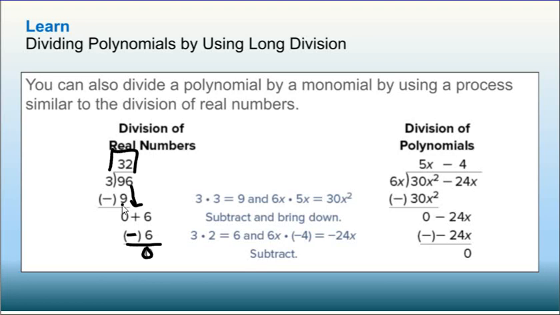You're going to do the same thing here. You just want to match up the first term of your polynomial when you're dividing. We'll get to one of those towards the end of our lesson.